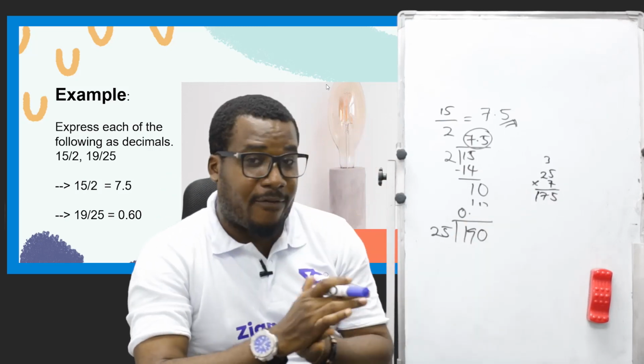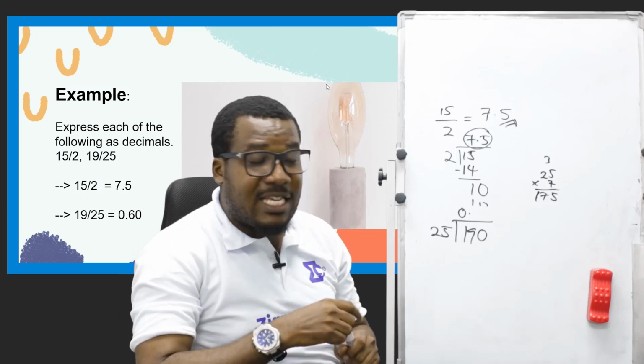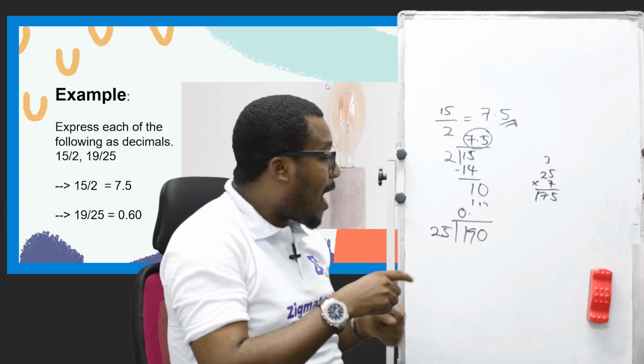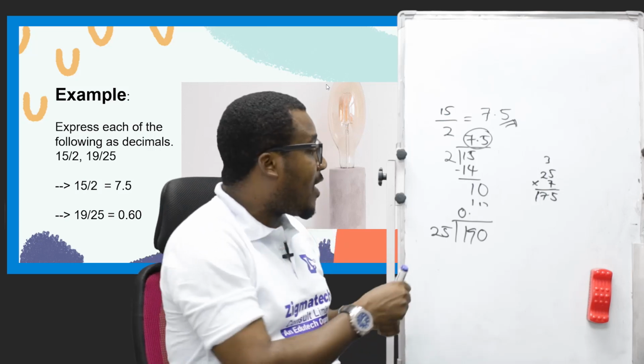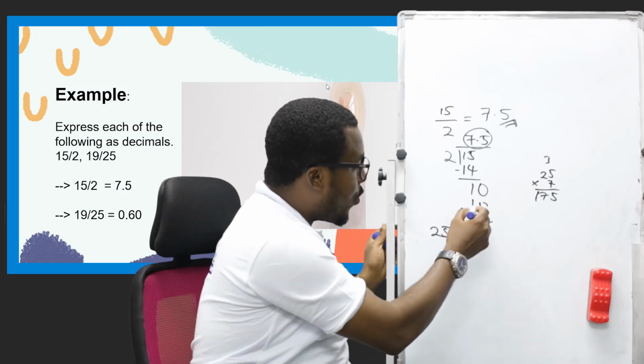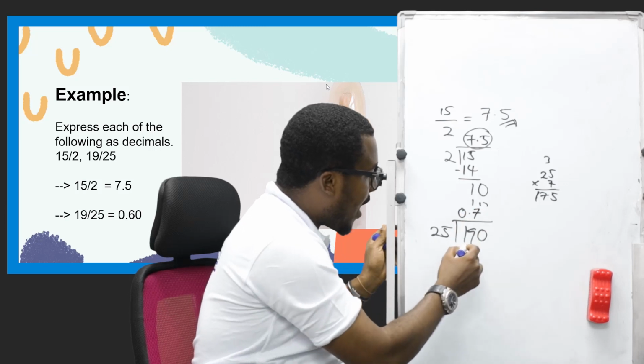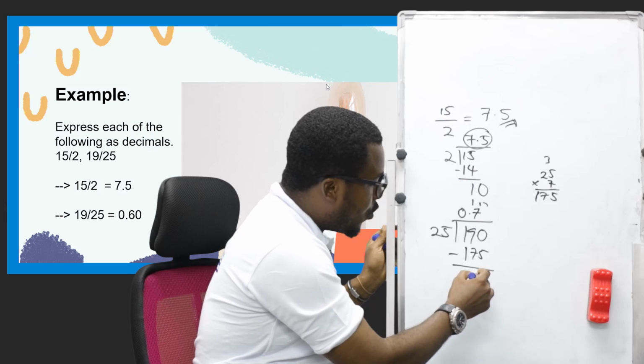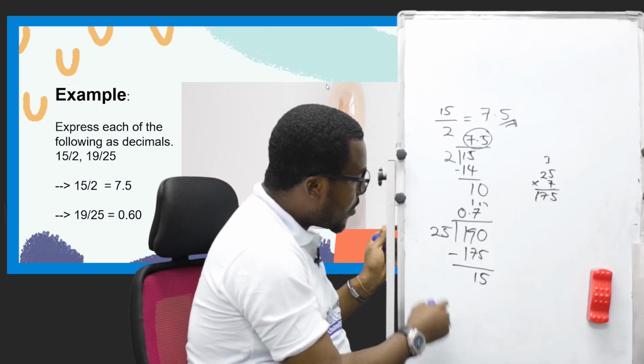175 will remain 15. So 175 is the closest. 7 is the closest number that can multiply with 25 to give you a figure that is close to 190. So we use 7. 7 times 25 is 175. When you multiply through, you will get 15.